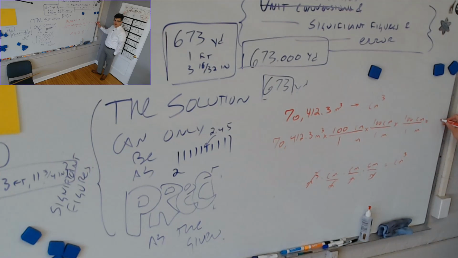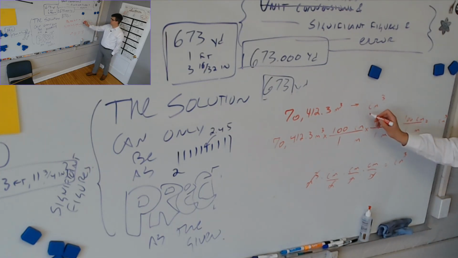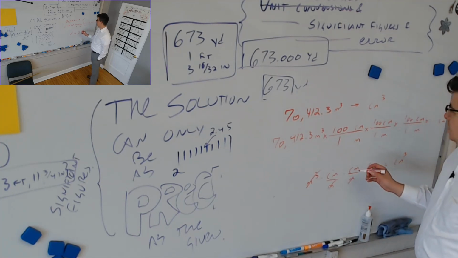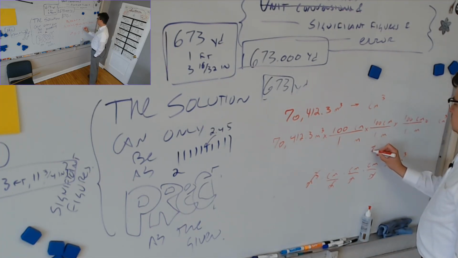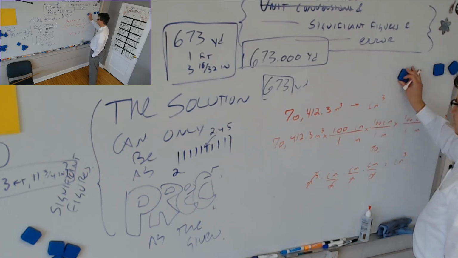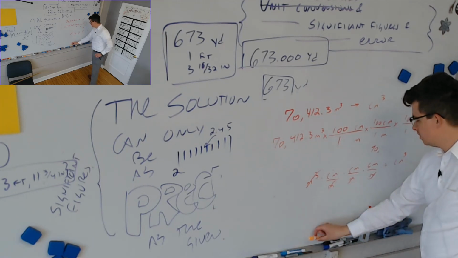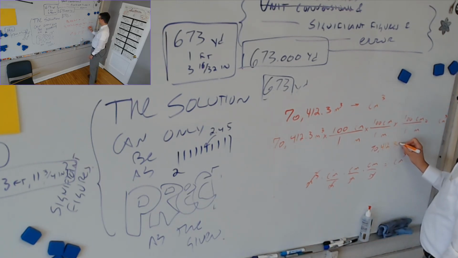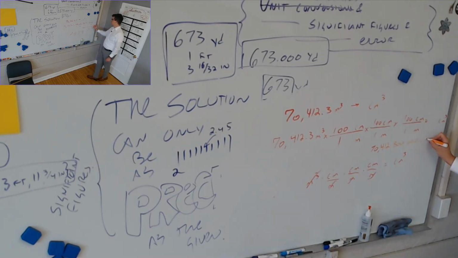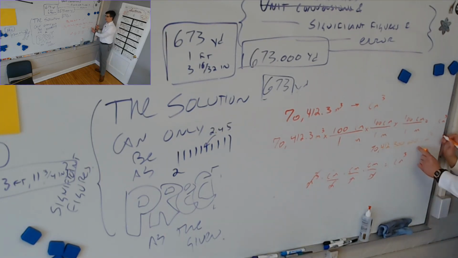Is that what we wanted? Yeah, it is. The number I don't really care about that much. Let's move the decimal place. 1, 2, 3, 4, 5, 6. So 70,412,300,000 cubic centimeters. The number here is not super important, but do you see what I mean?